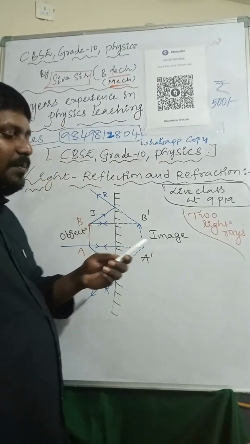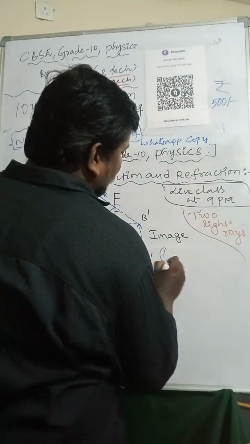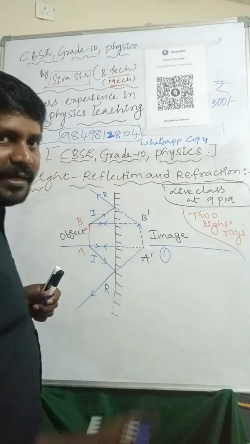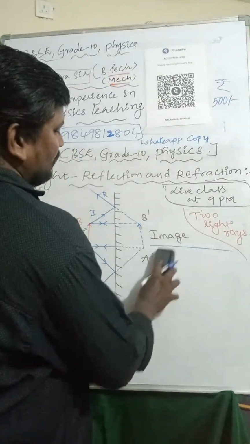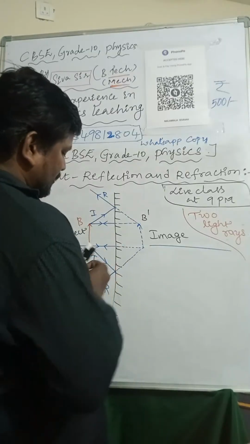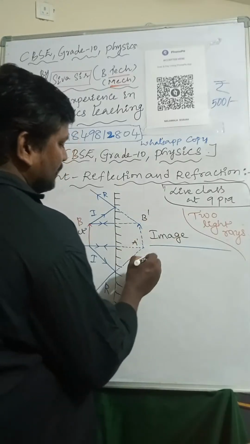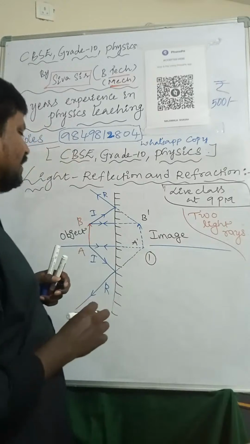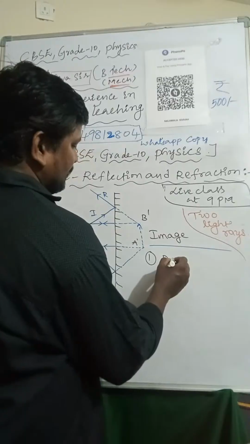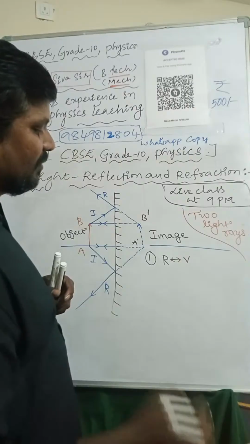Here there are 3 points we need to discuss from this case. So the characteristics. The first one I am taking: object is real, image is virtual. Vice versa, real and virtual, vice versa will come.